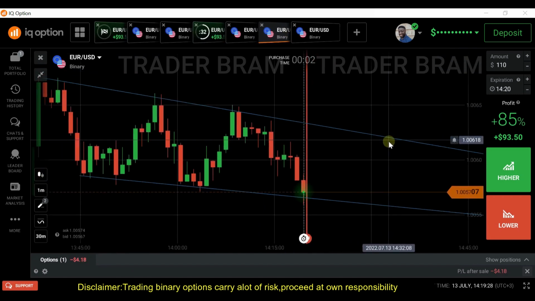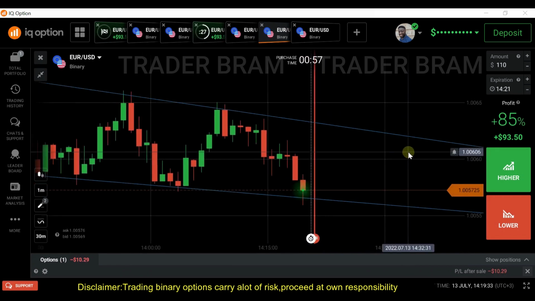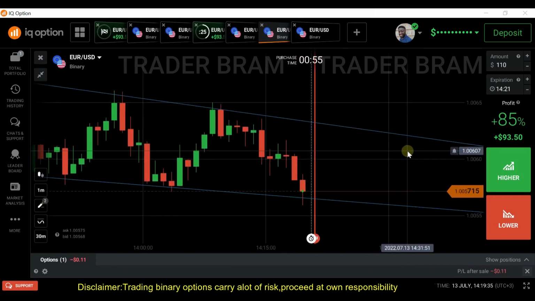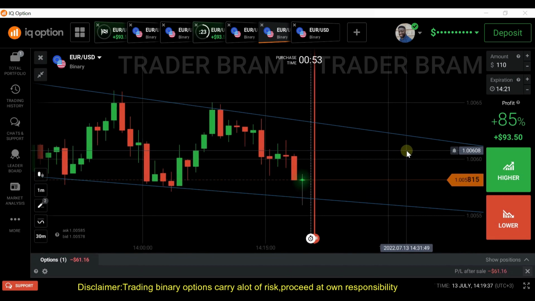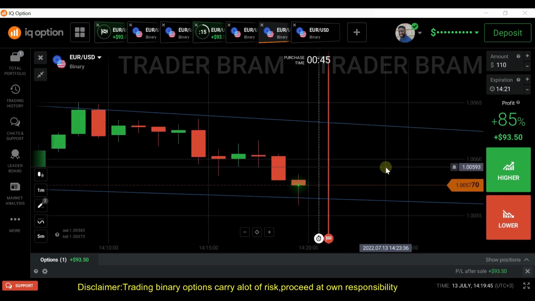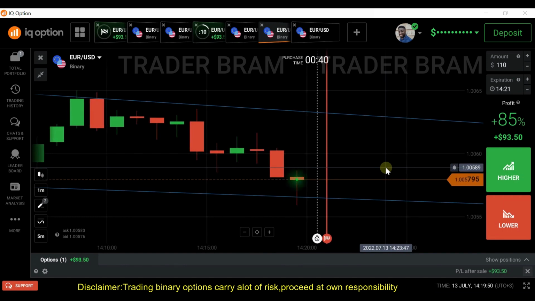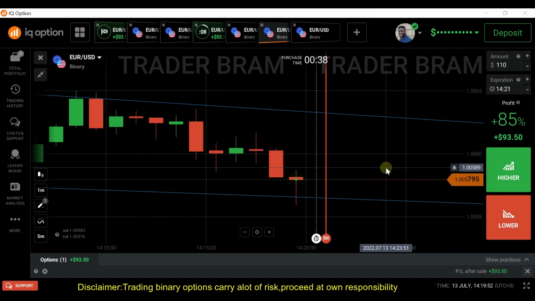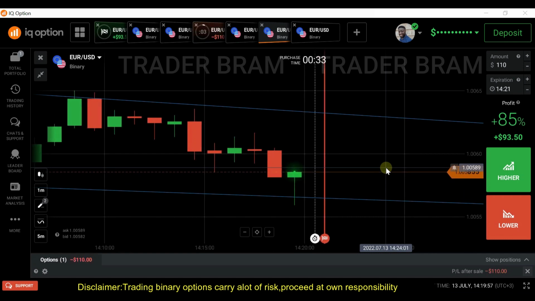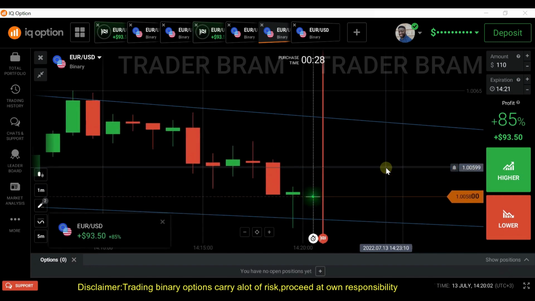So let's see how this candle will close. You can see already it's getting a rejection from this trend line. But let's wait. And we had a very good entry point. So we won that trade.